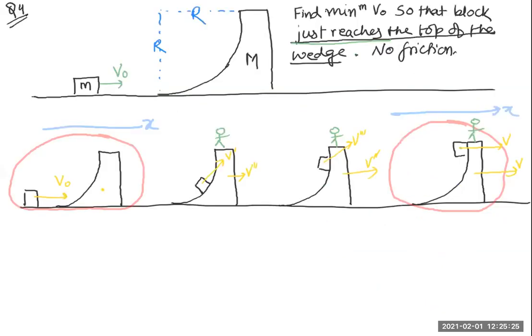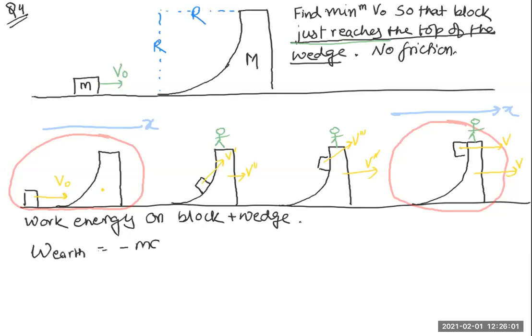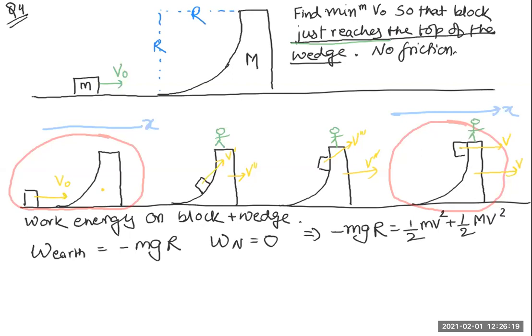Okay, so first let's apply work energy theorem on mass block plus wedge. Block plus wedge पे apply करेंगे तो क्या आएगा? देखते हैं. Work done by earth is equal to minus mgR. Work done by normal reaction is equal to zero. So minus mgR is equal to final kinetic energy minus initial kinetic energy.